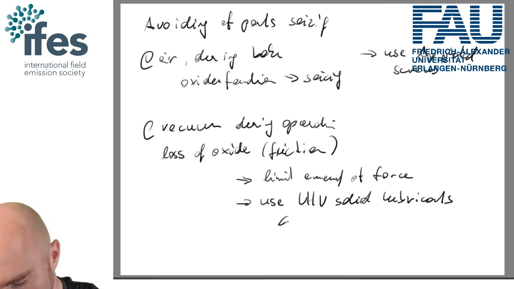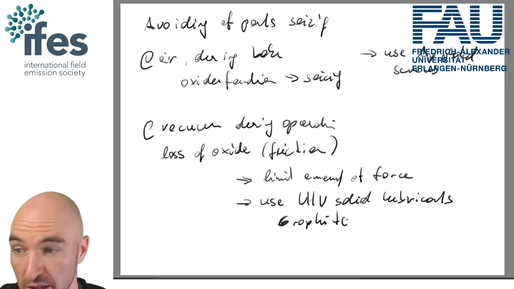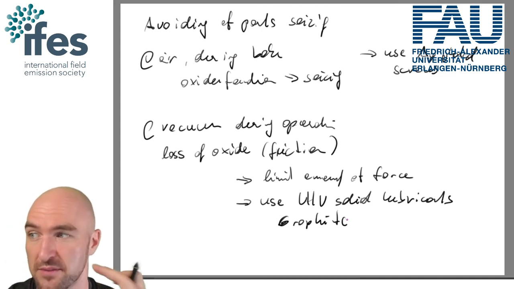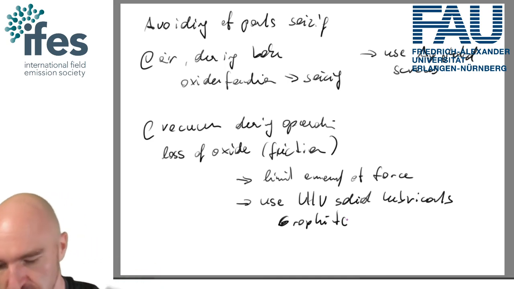And this can be graphite. The problem with graphite is, of course, in this case, you might get a lot of graphite flakes running around in the system, and graphite is conductive. And so if you have signals, high voltages and the like, having graphite flakes in your system is not as good.